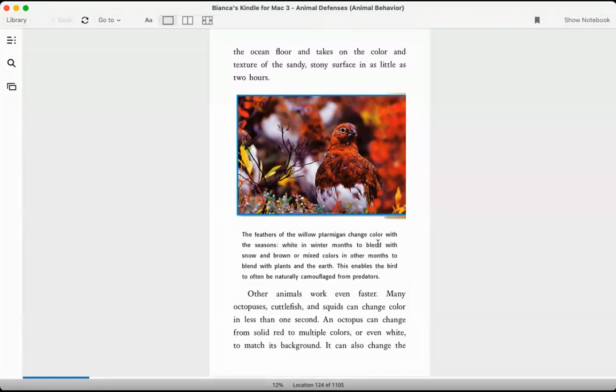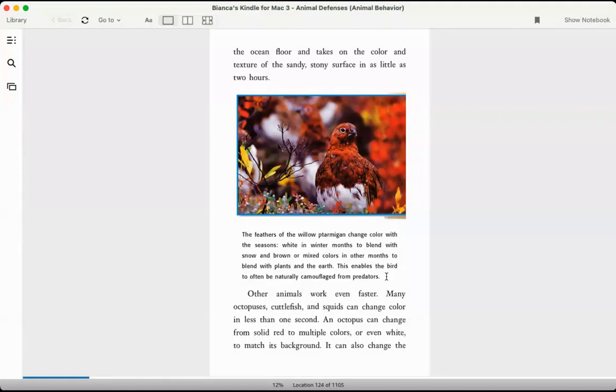White in winter months to blend with snow, and brown or mixed colors in other months to blend with plants and the earth. This enables the bird to often be naturally camouflaged from predators. Other animals work even faster. Many octopuses, cuttlefish, and squids can change color in less than 1 second.